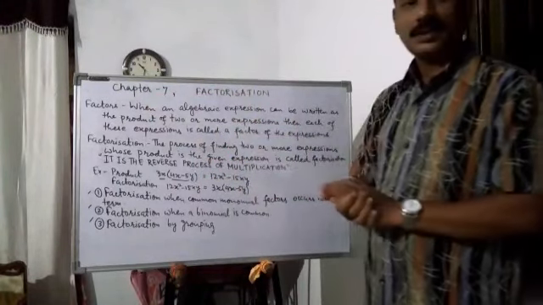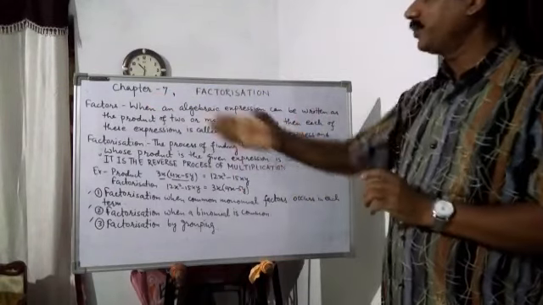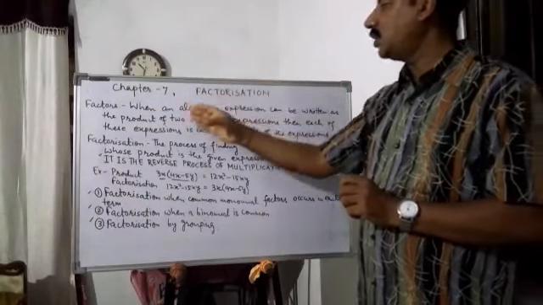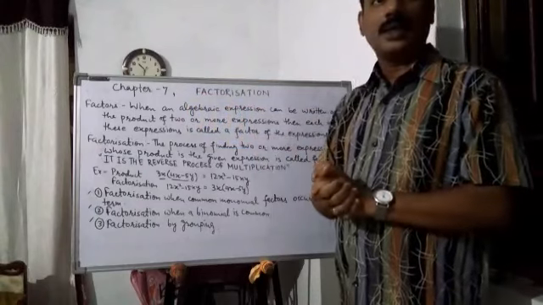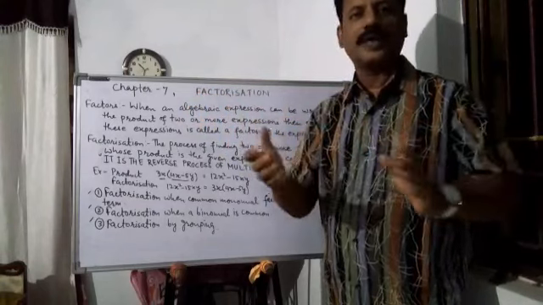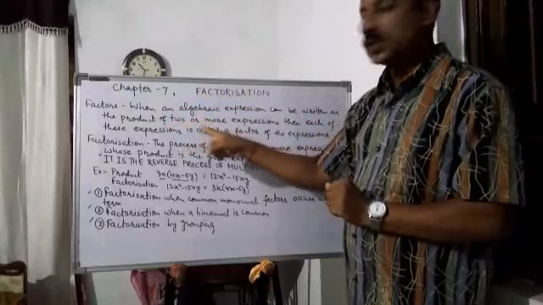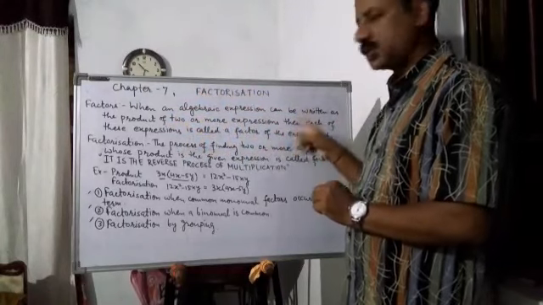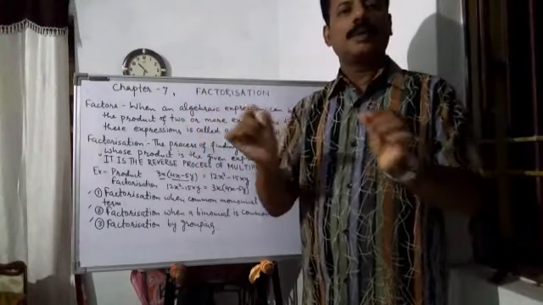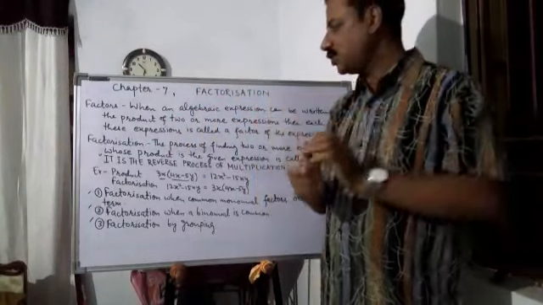First of all, factors. Dear students, you all know about factors. What is a factor? When an algebraic expression can be written as the product of two or more expressions, that is quite natural. Each of these expressions is called a factor of the expression. So the smallest parts of that expression are the factors of that expression.